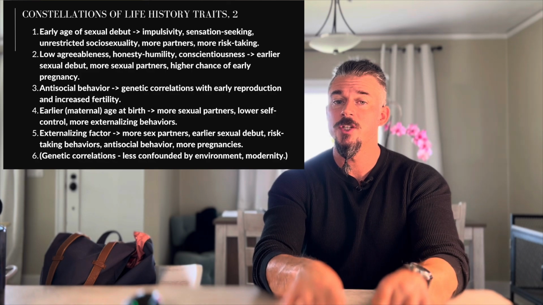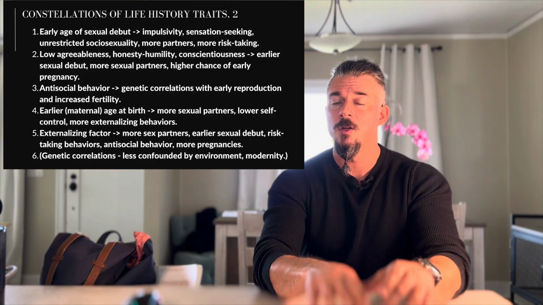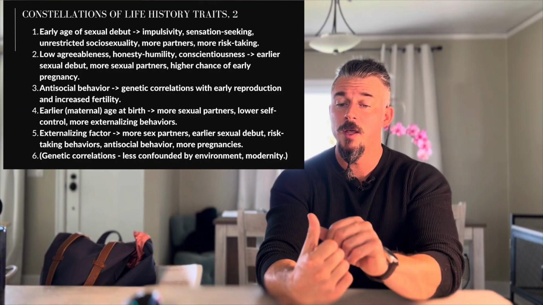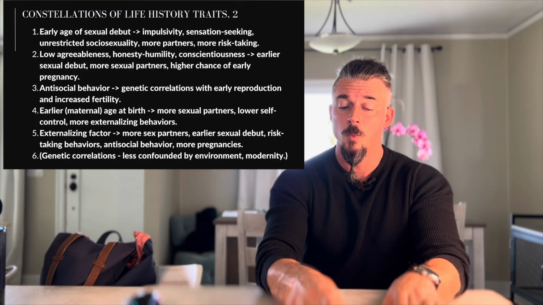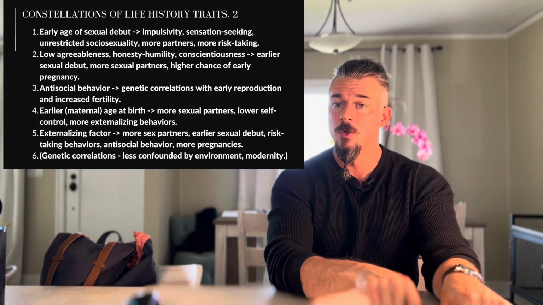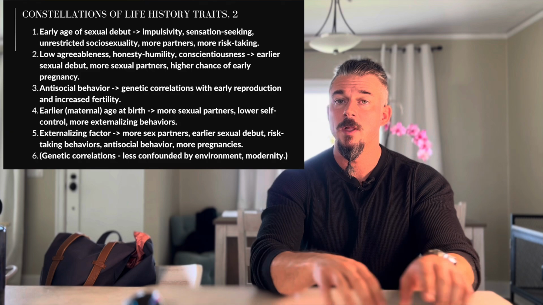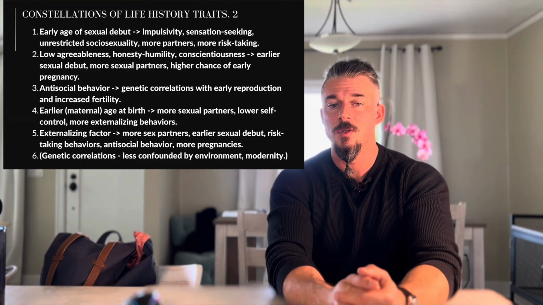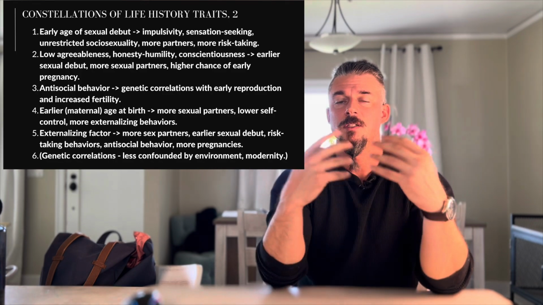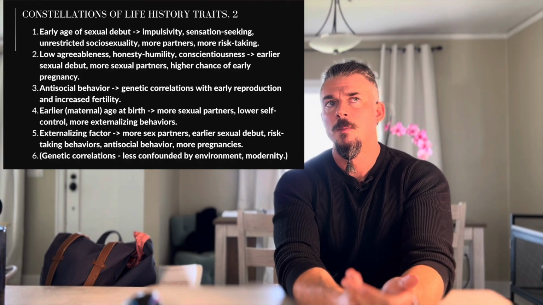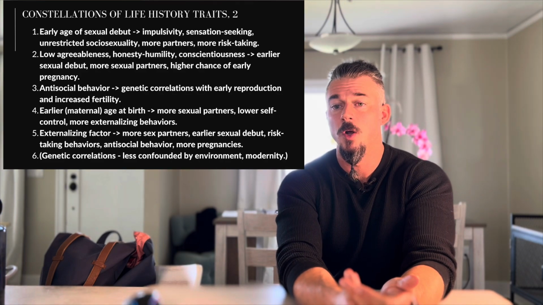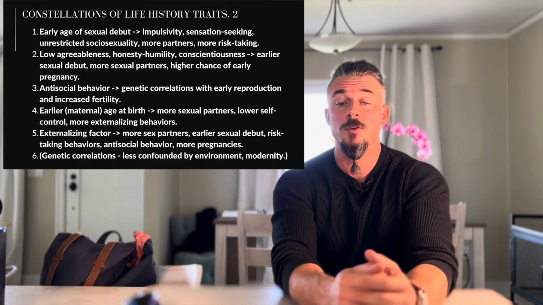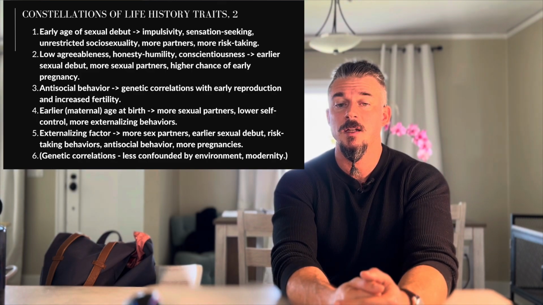Here we see genetic correlations with early reproduction and increased fertility, okay? So having an earlier maternal age at birth. So your mother is younger when she has you. What is that correlated with in offspring? Having more sexual partners, having lower self-control, and also more externalizing behaviors. So more pathologies, things like anxiety disorders in that case, and the externalizing factor, this association between different pathologies. More sexual partners, earlier sexual debut, more risk-taking behaviors, more antisocial behavior, and more pregnancies, so higher fertility in that case.